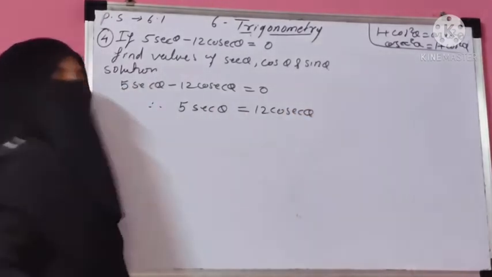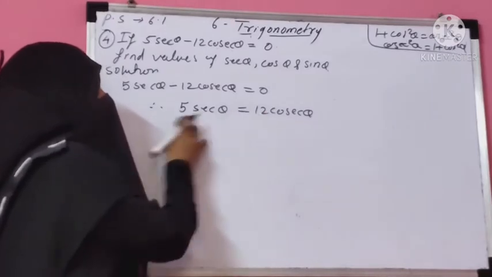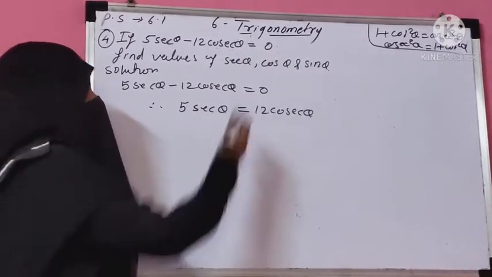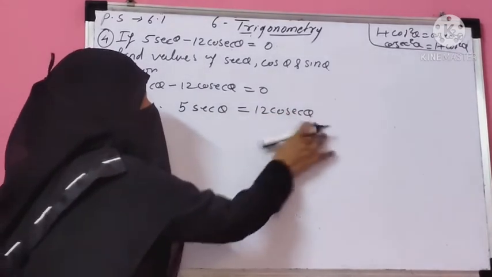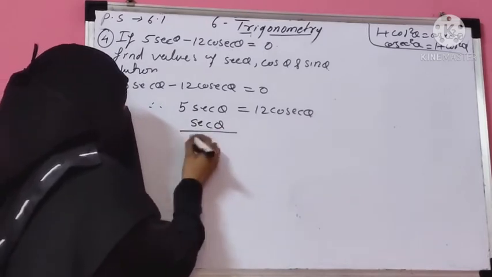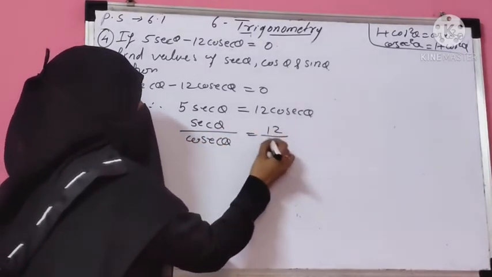Now you can frame the ratio easily. Cosec upon sec is equal to 5 upon 12, or sec upon cosec is equal to 12 upon 5. Sec here is in multiply, here it comes in divide. So sec theta upon cosec theta is equal to 12 upon 5.